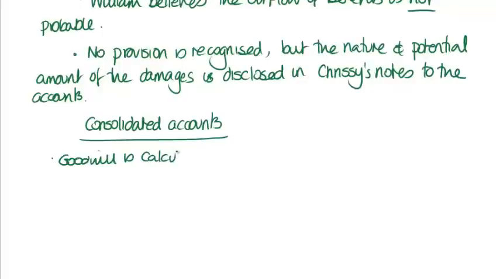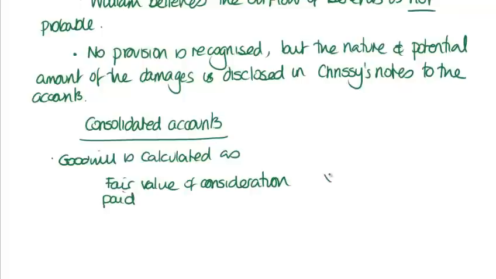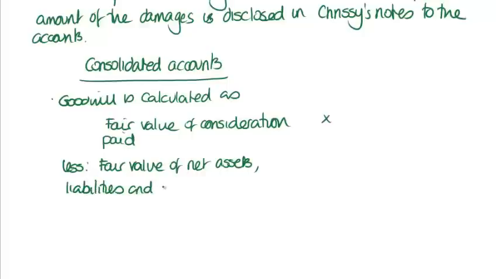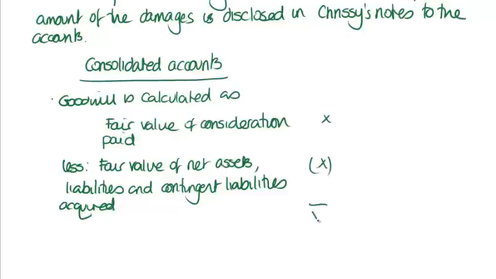Goodwill is calculated as the fair value of the consideration paid less the fair value of the net assets, liabilities, and contingent liabilities acquired. And I should, of course, throw in the NCI at acquisition into there too.